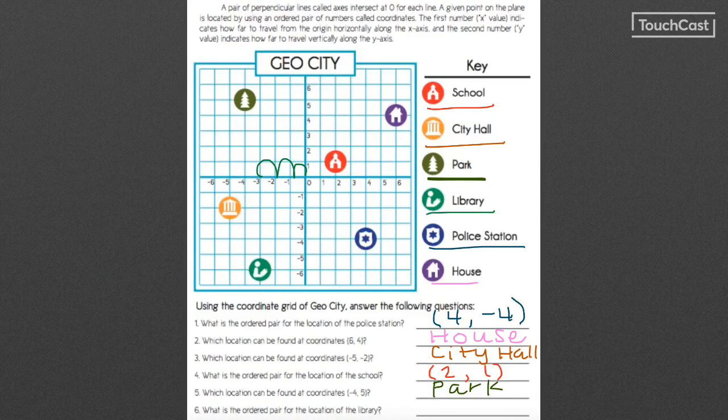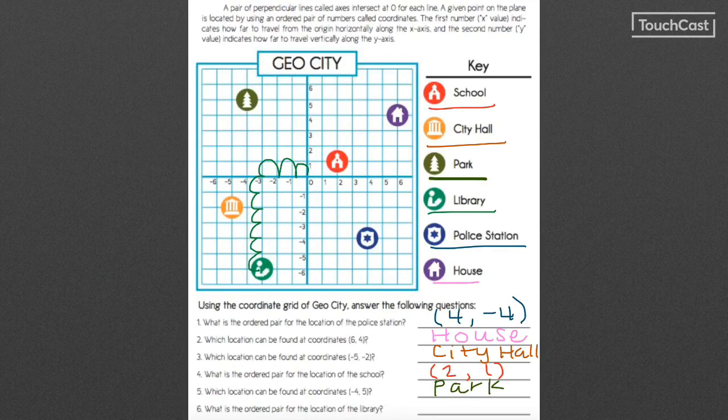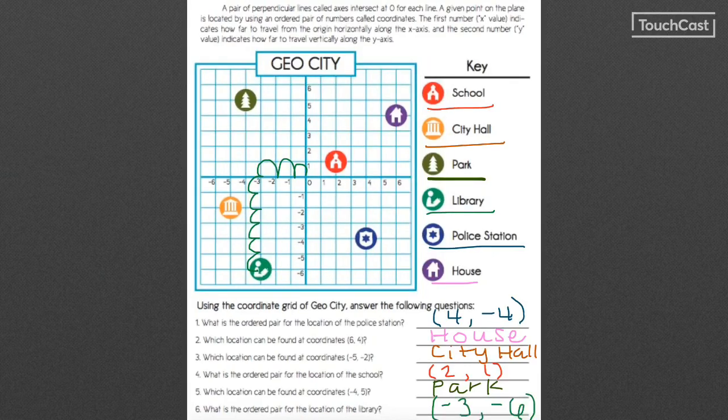And the last location I would like us to find today is the library. I need to first identify the library. It's the light green shape with a person reading a book. Now, it's in quadrant 3, so I'm going to have a negative x and a negative y. Now, I first need to move over 3 spaces to the left. I then need to move down a whole bunch of spaces. How many spaces do I need to move down, and what's the ordered pair? Hopefully you counted 6 spaces down, which means the library is located at -3, -6.